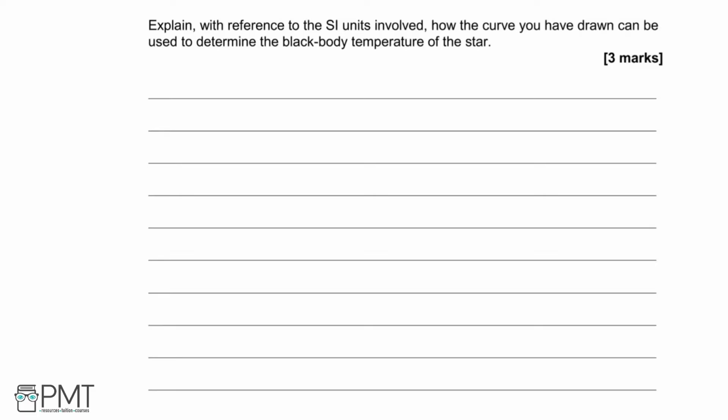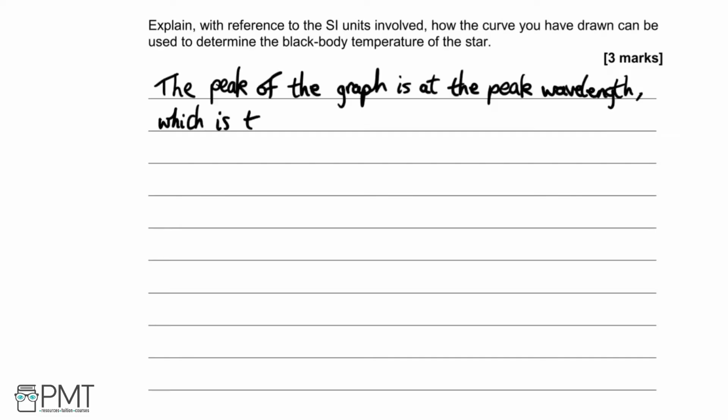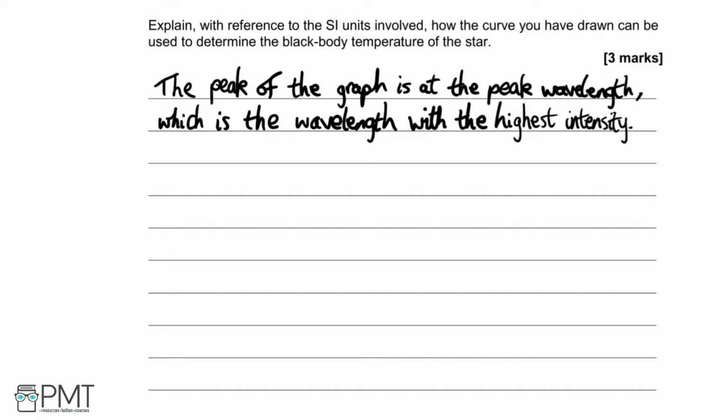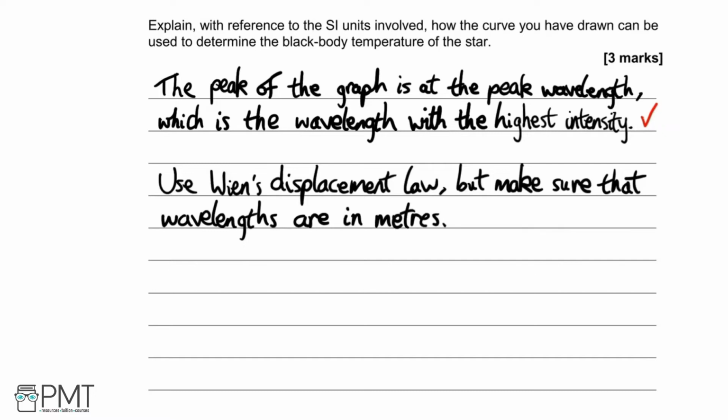Explain, with reference to the SI units involved, how the curve you have drawn can be used to determine the blackbody temperature of the star. So you'll notice on that graph I talked about the most intense wavelength, but we're going to call that the peak wavelength. And that will be your first mark. Your next mark will be for mentioning Wien's displacement law and talking about wavelength being in meters. And that will be your second mark.